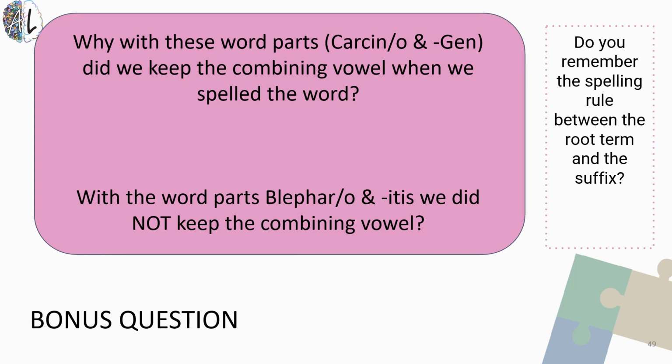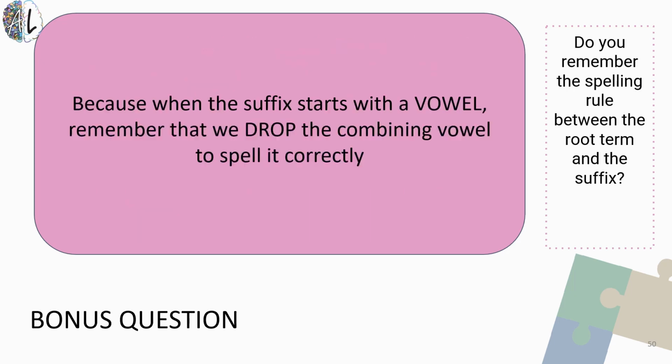So do you remember the spelling rules? Get some bonus points if you do. So when we looked at things like carcino and gen and blepharo and itis, what was that spelling rule that related to the combining vowel? Do you remember what we talked about earlier? Hopefully you got the correct answer. If a suffix starts with a vowel, remember that we drop the combining vowel in order to spell it correctly, and that this only applies between a root term and the suffix. Doesn't apply to other components. Okay, so make sure that as you are spelling words correctly, that you are either keeping that combining vowel if the suffix starts with a consonant, or you are dropping it if it starts with a vowel.